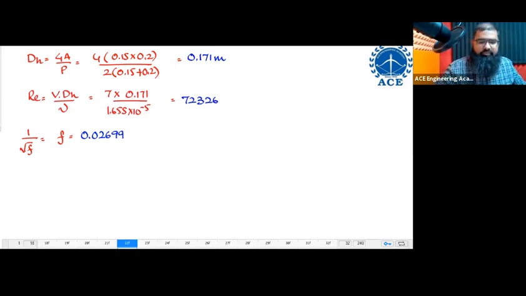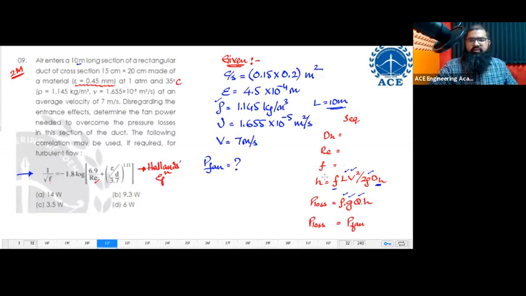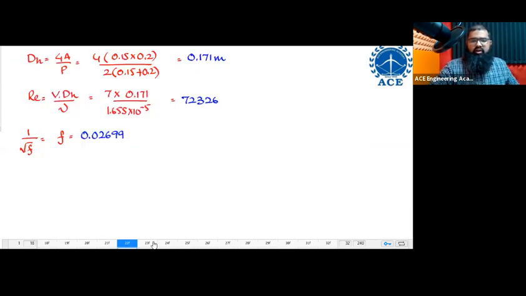What next? Look at the sequence now. What next after friction factor? Head loss. Head loss is equal to how much? Head loss over here is equal to f L V square by 2g D hydraulic. f is there, L is 10. So let me write the numbers over here.